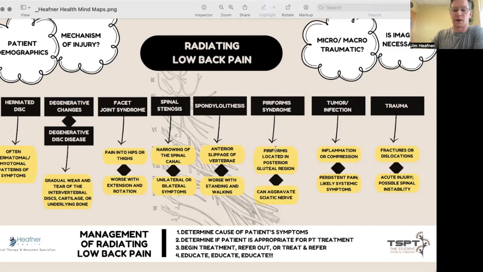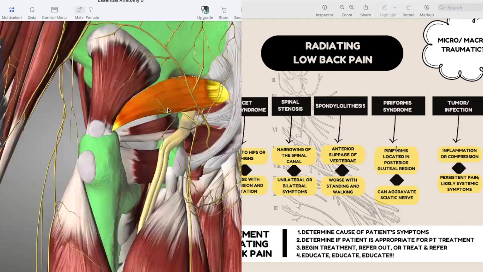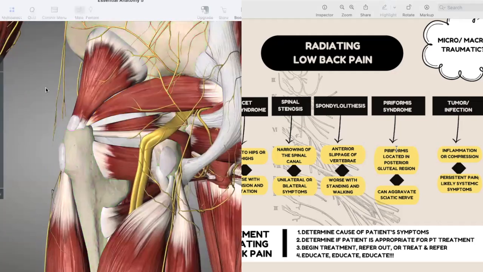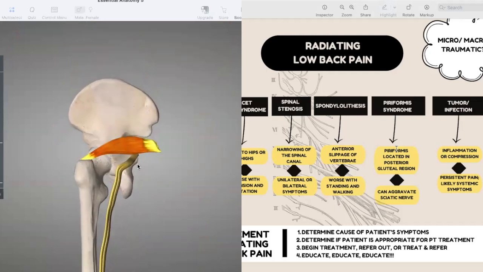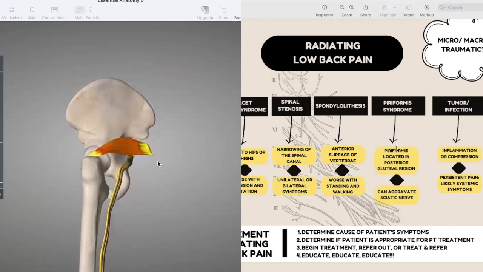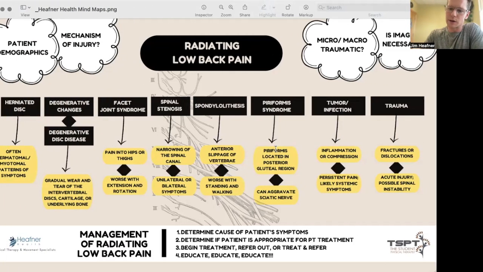With piriformis syndrome, the piriformis is located in the posterior gluteal region. Because of its location, the sciatic nerve can either run directly through that muscle or it's located very close to that muscle. And because of that, the piriformis can cause radiating symptoms down the leg. They won't often have that lumbar type of low back pain, although they might, again, from a nerve irritation type of thing. But most likely they're going to have deep gluteal pain with potential referral down into the back of the hamstrings.